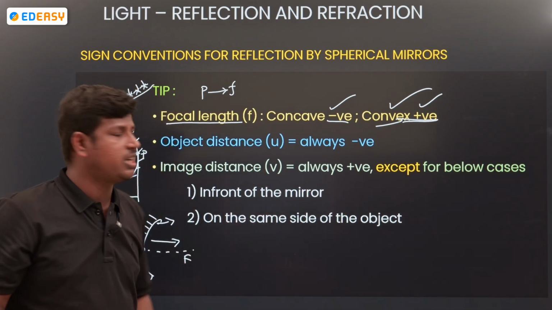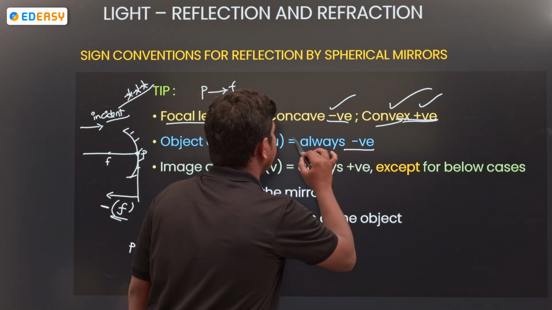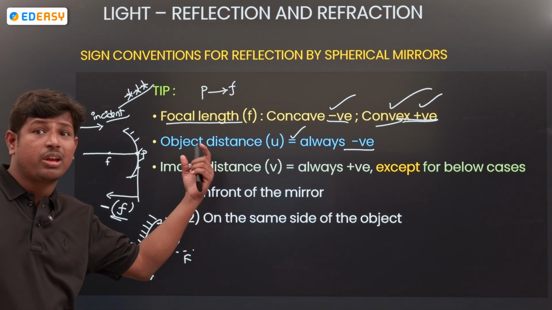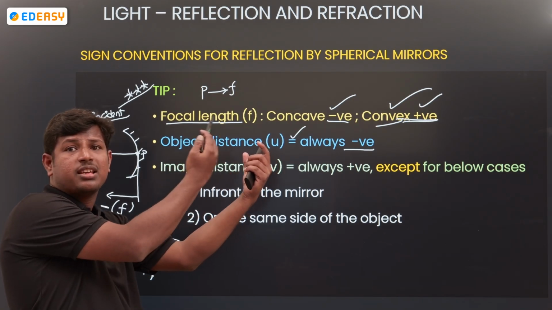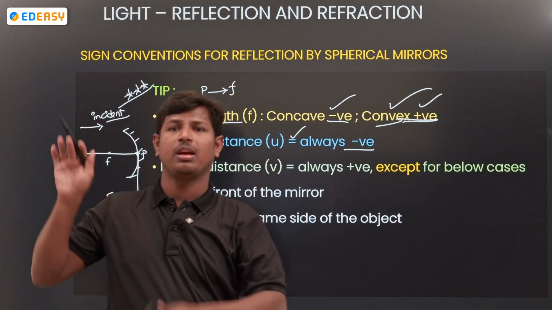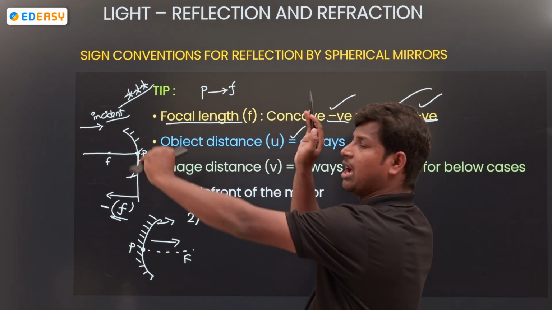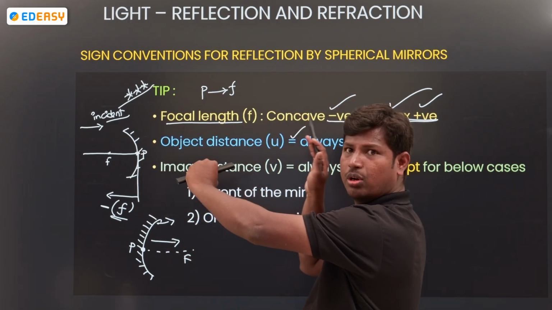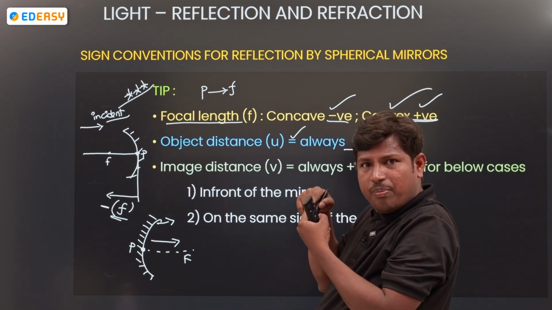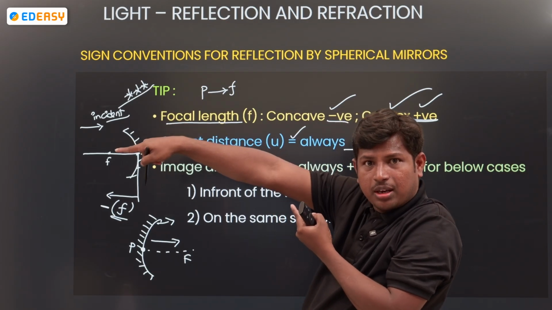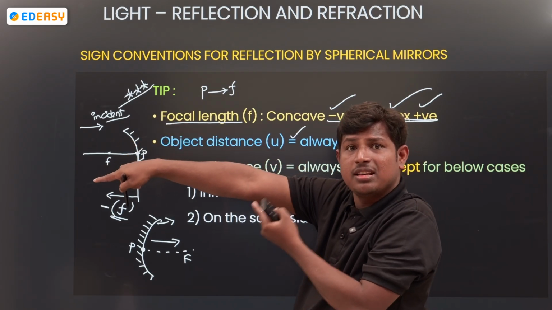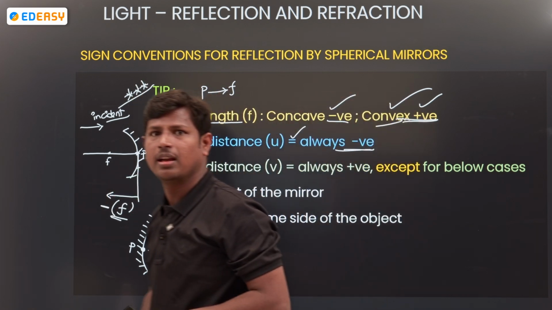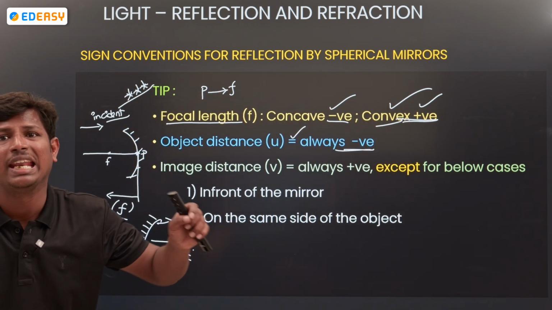Next, coming to the object distance. Object distance is always negative in a concave mirror or convex mirror. Why? How do we take the object distance? This is a mirror, and here is the object. The distance is measured from pole to object, opposite to the direction of the incident ray. That's why it is negative. Clear? Object distance is negative.